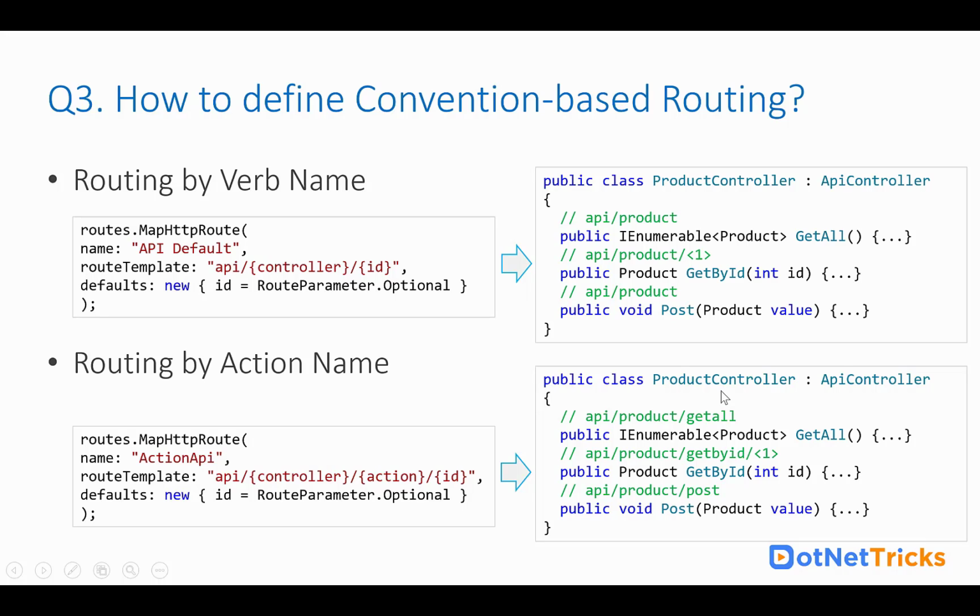So you have two options: one is routing by verb name, and the second one is routing by action name. Routing by action name is always helpful when you have multiple actions which are going to respond to the get request and they have similar action parameters as well.